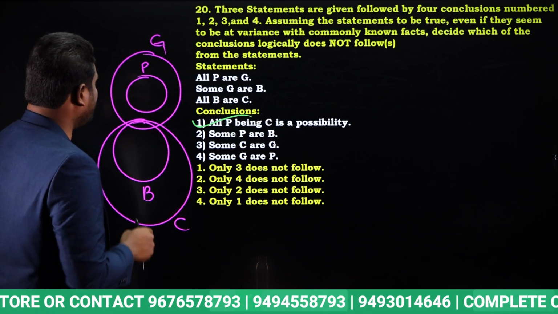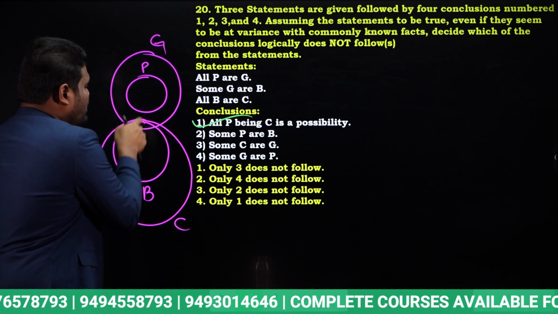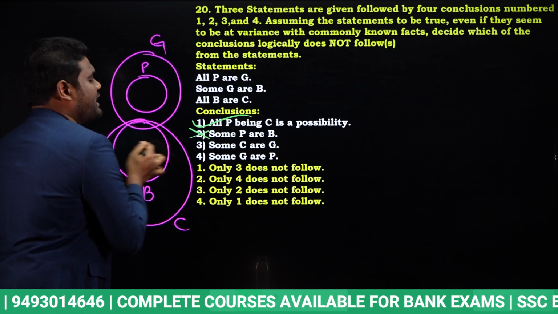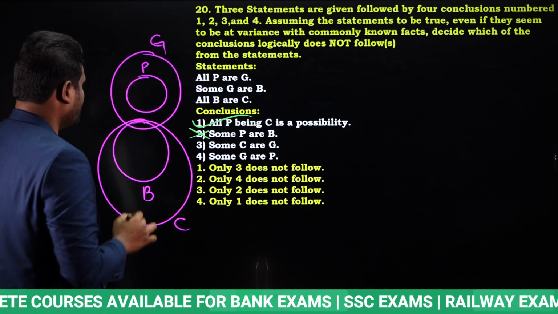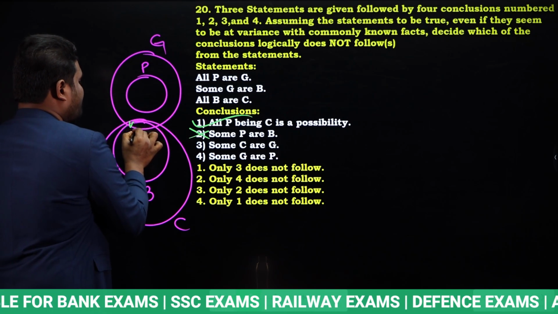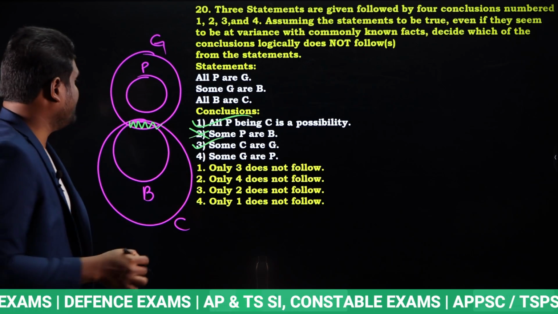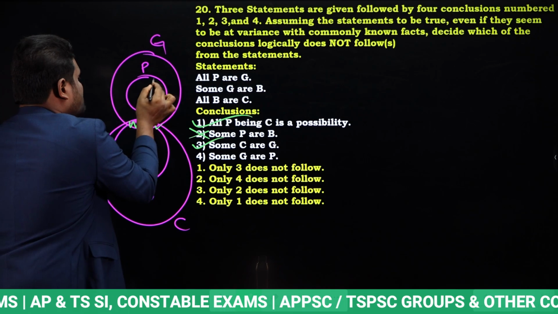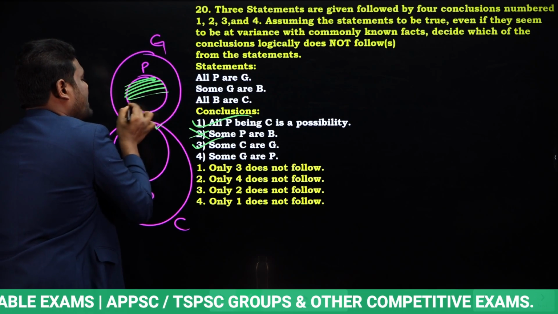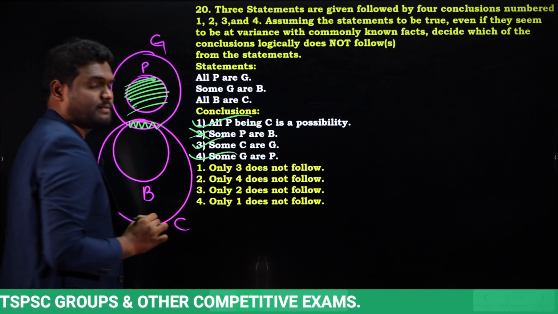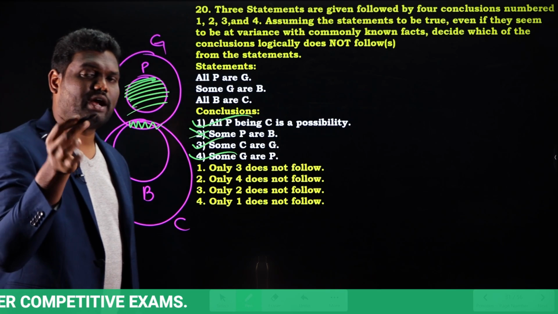Next, some P are B. So, this is P. This is B. Do we have an intersection? No intersection. Wrong answer. Some C are G. Look here. This is C. This is G. For CG, there is an intersection. So, right answer. Next, some G are P. So, this is G. This is P. For GP, there is an intersection. Yes or no? So, this is also a right answer. Yes, 1 is right, 3 is right, 4 is right.